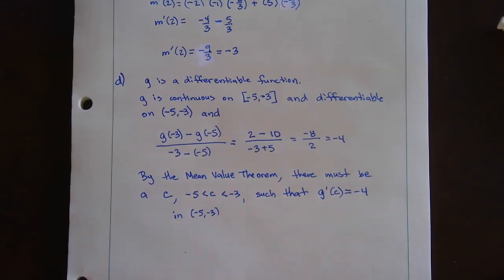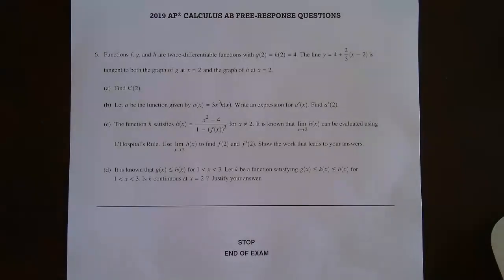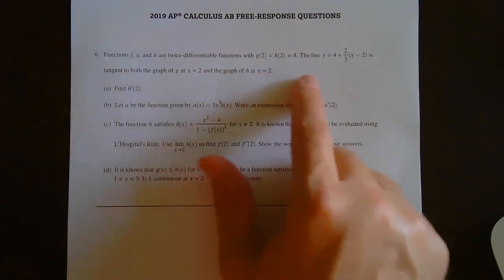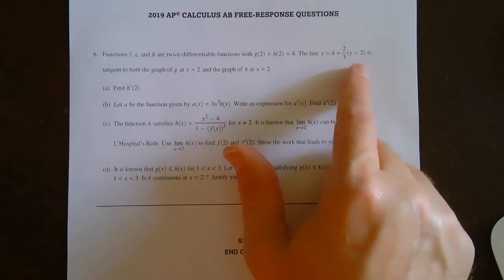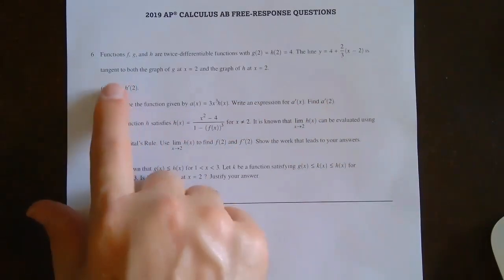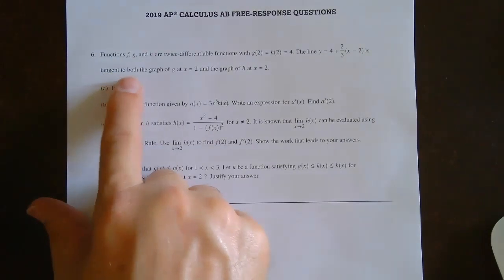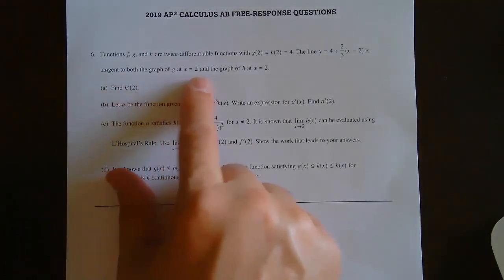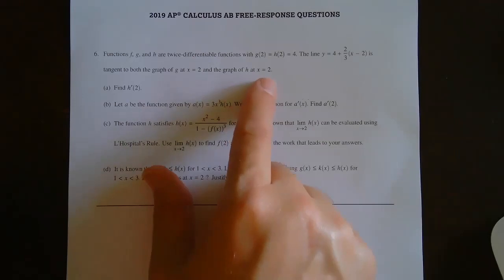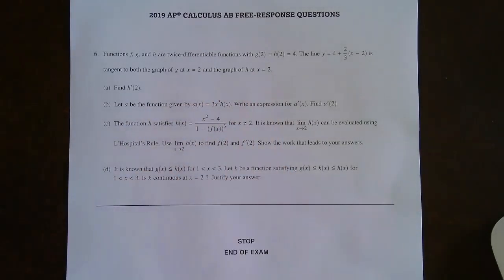All right, so let's go to the 2019 exam, and I want to do number 6 on that one. Question number 6 from the 2019 free response exam for Calc AB deals with 3 functions, f, g, and h. And they give you some different information. They tell you g of 2 and h of 2 is equal to 4. The line y equals 4 plus 2/3 times the quantity x minus 2 is tangent, okay, so this is going to be important, to both the graph of g at x equals 2 and the graph of h at x equals 2. So this line is tangent at both at that point.